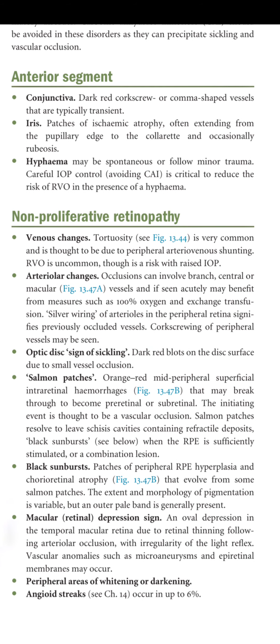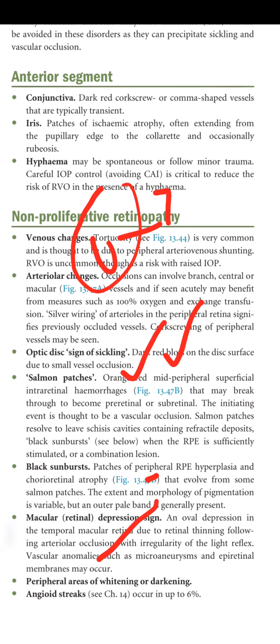Optic disc sign of sickling is the dark red blot on the disc surface due to small vessel occlusion. Then there are salmon patches, which are orange red, mid-peripheral, superficial intraretinal hemorrhages. They may break through to become preretinal and subretinal as well.